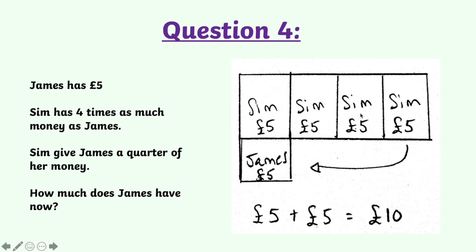So if I was to take 1/4, so that's one of these parts, and give it to James, well, James would now have 2 £5. And that's simple. I just need to add those together then. £5 add £5 equals £10. So all of a sudden, by seeing what's going on in this problem, by drawing out a bar model, the problem becomes a lot more straightforward.